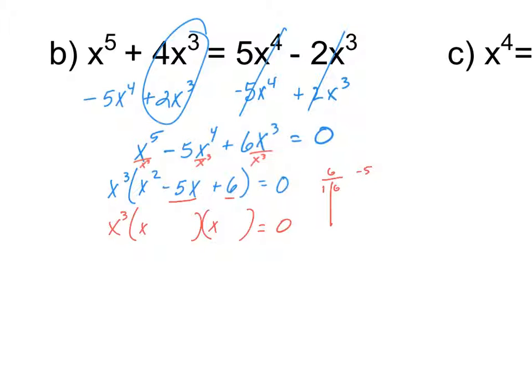Well, we know it's not 1 and 6. We know it's not -1 and -6, but it could be -2 and -3. Their product is 6, and they also sum to -5. So (x - 2)(x - 3) equals 0. Go ahead and do my zero product property.